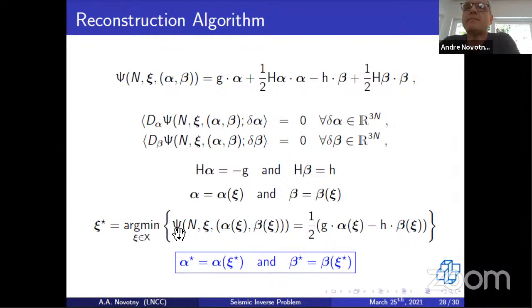Okay, so once we solve this, the solution is the pair of optimal location and optimal component of the moment tensor. And this we have to solve in a set of admissible location, capital X.